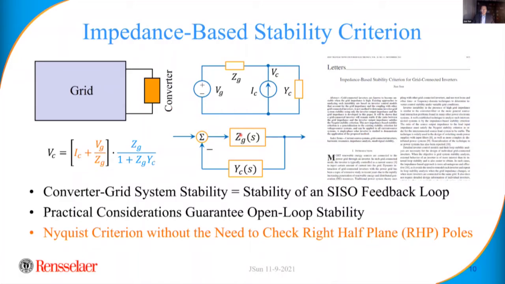And on the other side, the grid, before the converter is connected, without the converter, should be stable, because otherwise there's no point in connecting a wind turbine to it. So these practical considerations guarantee the stability of the open loop gains ZG and YC. Once that is guaranteed, application of the Nyquist criterion does not have to check for right-half plane poles of the open loop gain, because it is guaranteed to be stable.